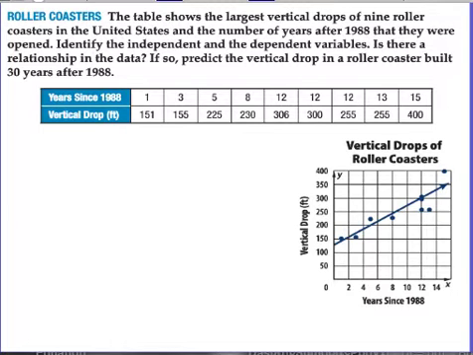Let's predict the vertical drop on a roller coaster built 30 years after 88. In order to do that, we have to have an equation because the graph isn't big enough for us to stick a dot on there for 30 years after. So we've got to write an equation for this. So we need to pick out 2 points. One point is really easy to see that we could use.